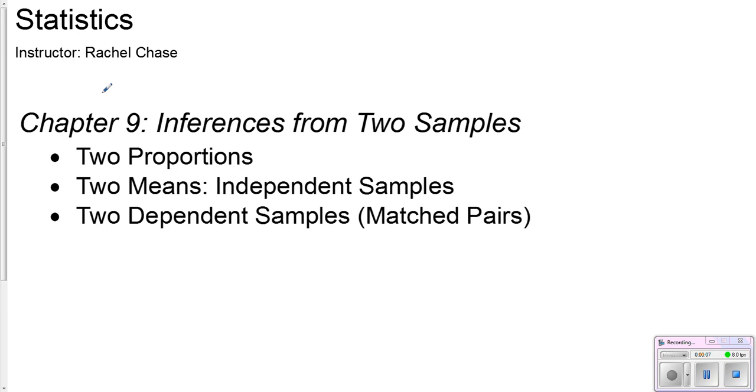We are going to explore inferences we can make about populations based off of two samples. This might be two sample proportions, or it could be two sample means. So let's start by discussing when you might use two samples.